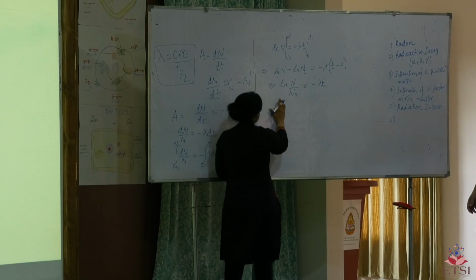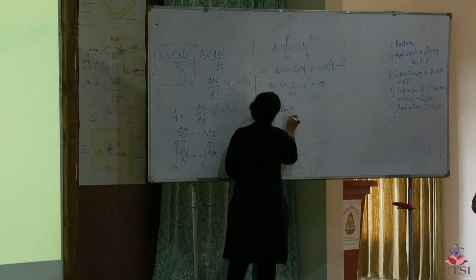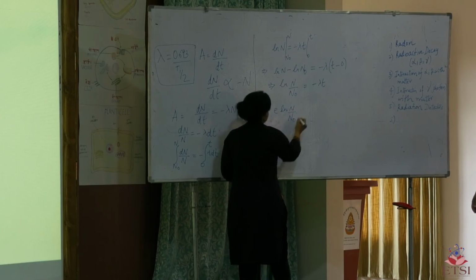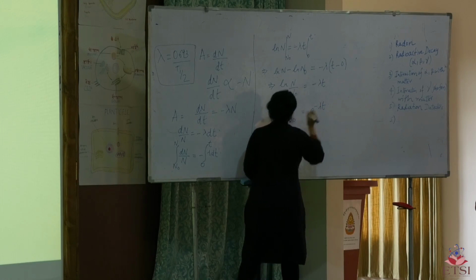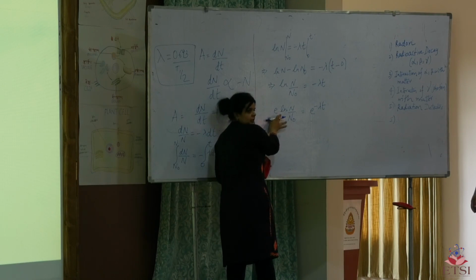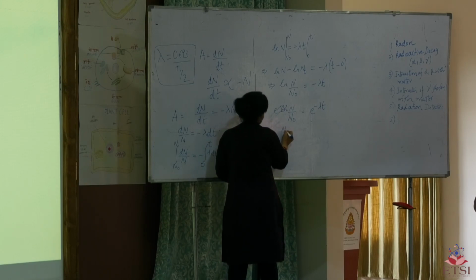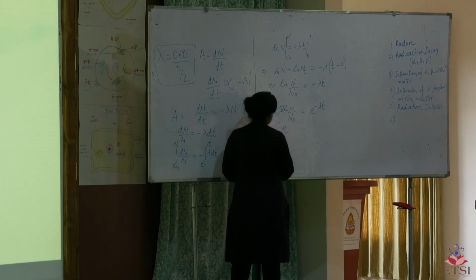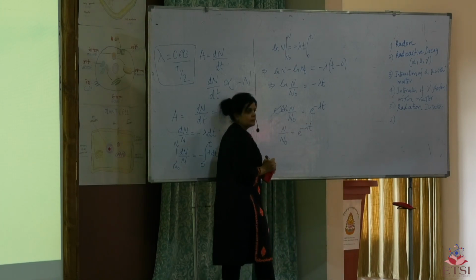So let's take exponential on both sides. e to the log n over n naught equals e to the minus lambda t. What happens when e and log are together? They cancel out. What I have is n over n naught equals e to the power minus lambda t.